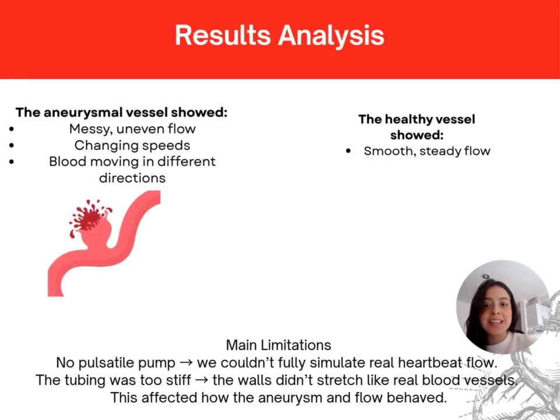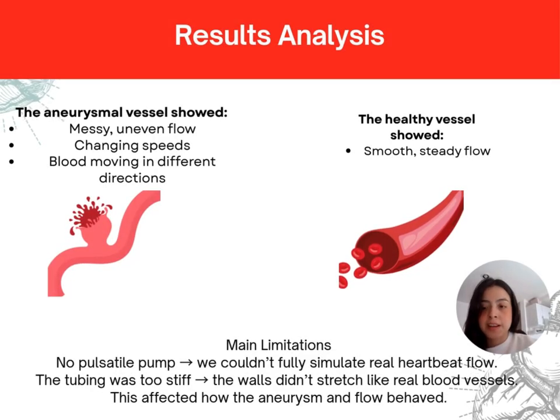All right, let's dive into what we saw in our experiment. Starting with the aneurysmal vessel on the left, things got chaotic. The flow was messy and uneven, with blood moving at different speeds and in different directions. This is exactly what we expected in a vessel with an aneurysm because it disrupts the normal laminar flow and creates turbulence that can be dangerous to the body. Now compare that to the healthy vessel on the right. Much calmer. The blood flow was smooth and steady, just like we want it to be in a real circulatory system.